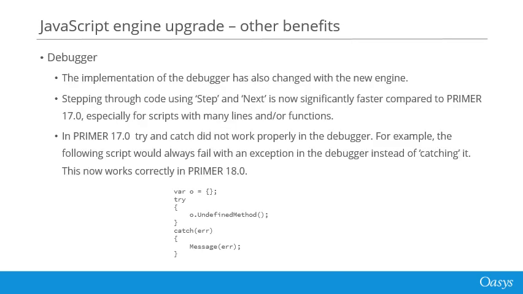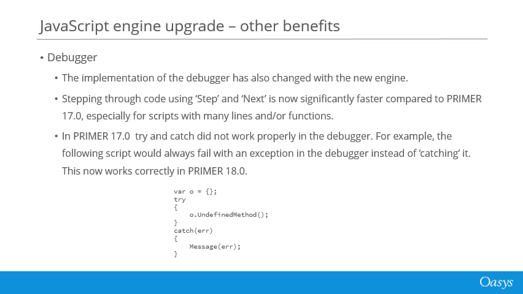To enable the JavaScript debugger to work with the new engine, it's had to be significantly rewritten, as the tools to implement it have completely changed. This has enabled us to fix a few significant problems the debugger had in Primer 17. Firstly, for debugging large scripts, especially for scripts that had a lot of functions, stepping through the code using step and next in the debugger will now be significantly faster in Primer 18.